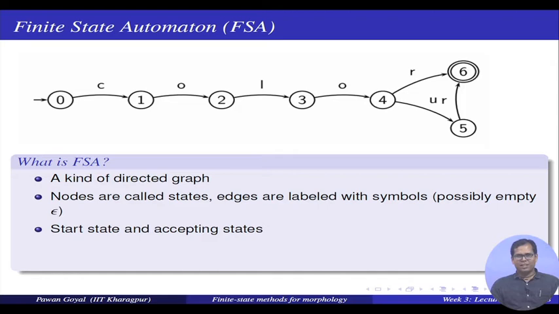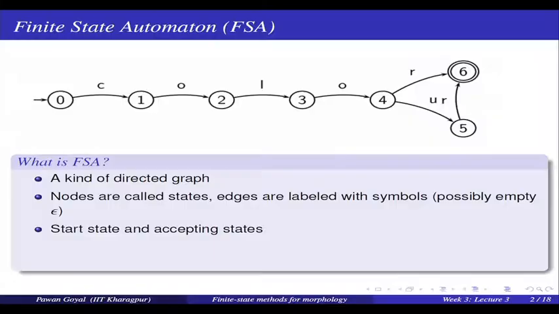There are certain start states. For example, here node 0 is the start state, and there are certain accepting or final states that are denoted by having a double circle. Like on node 6, you have a double circle. This is an accepting state or a final state. There can be more than one final state very easily.